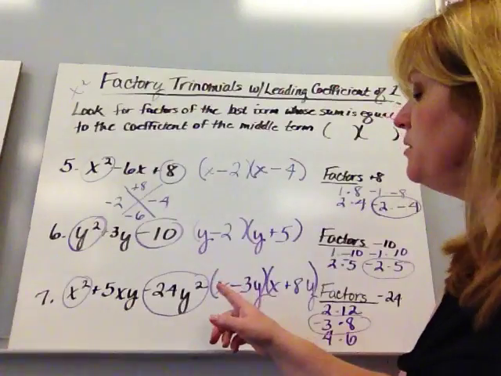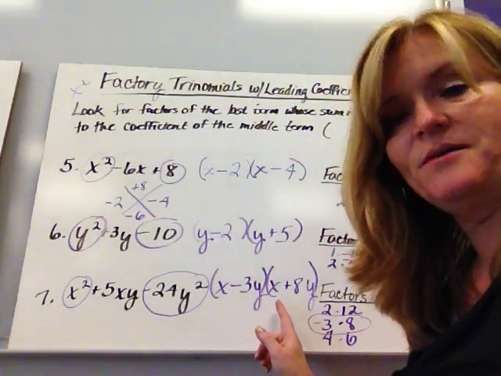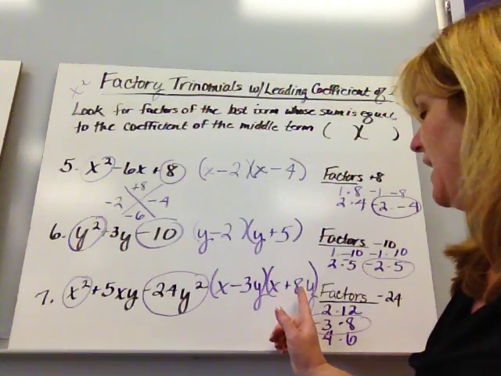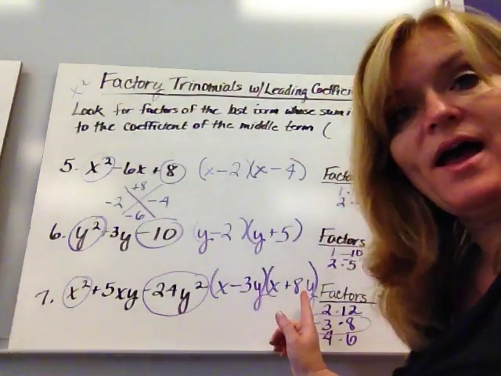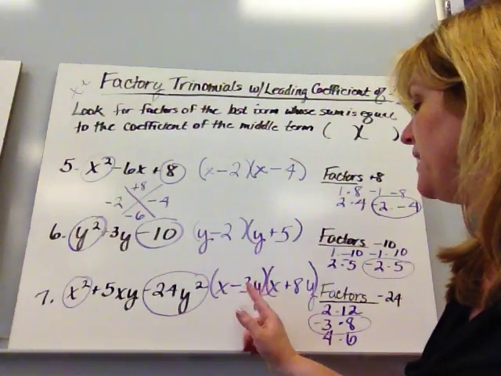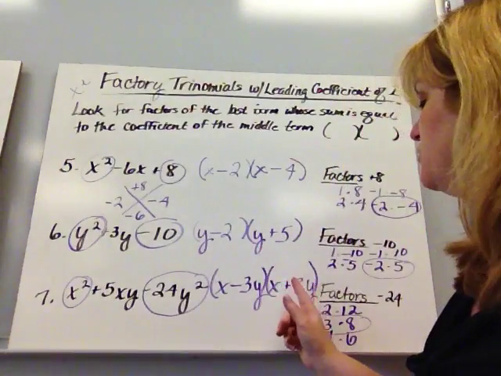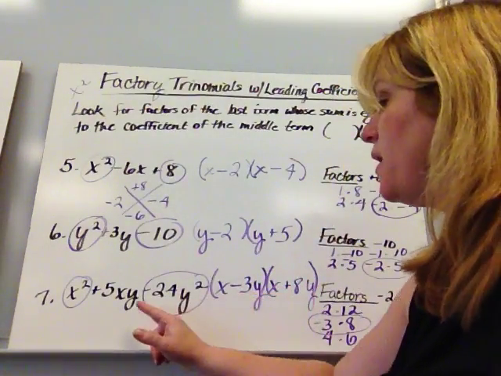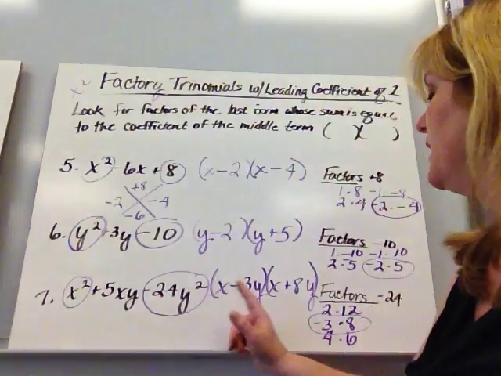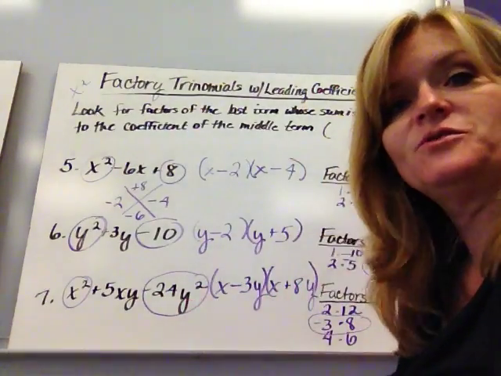So watch when you multiply that. You say x times x is x squared. X times 8y is 8xy. There you go. And then this is minus 3xy. Even though this is yx, you can put them the other way. So I have 8xy minus 3xy. There's my 5xy. And then there's my negative 24y squared.